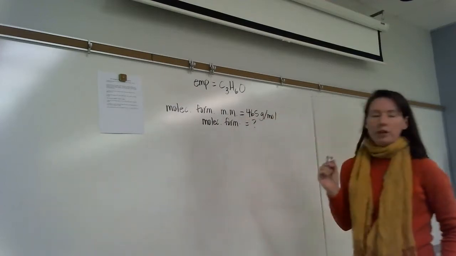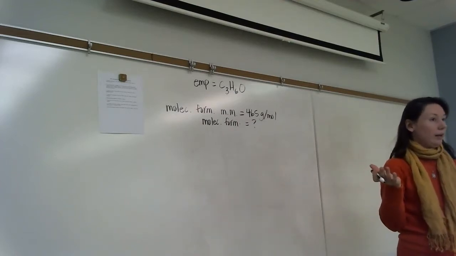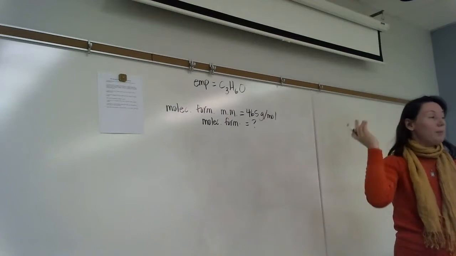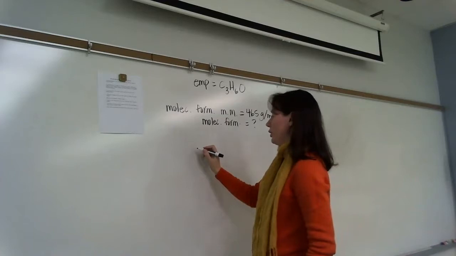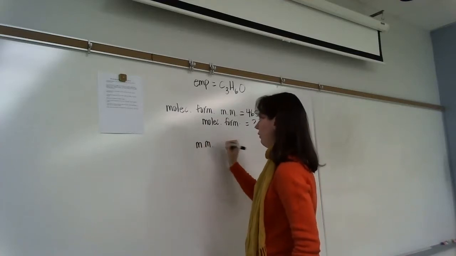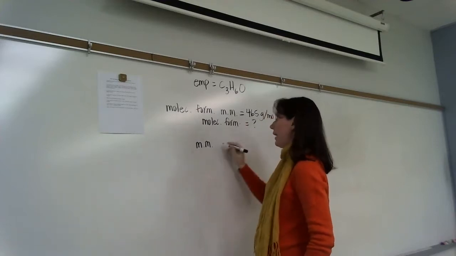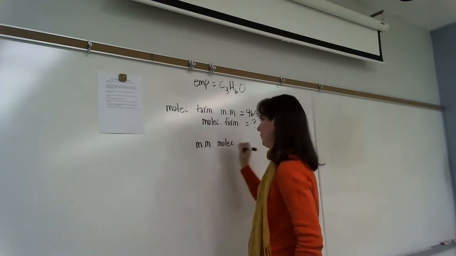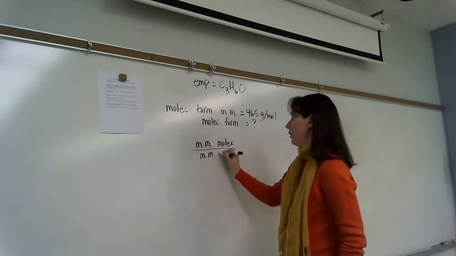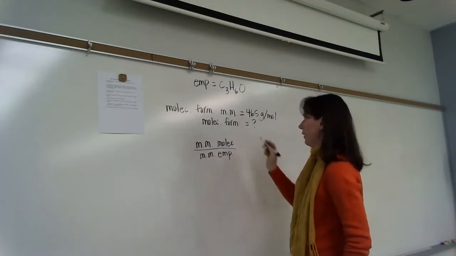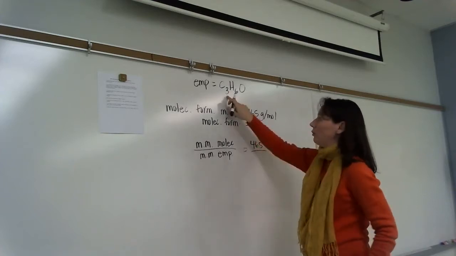To convert an empirical to a molecular formula, I just multiply everybody by a number, right? I don't just make up a number, so how do I get it? The number we multiply by is the molar mass of the molecular formula, which is given, over the molar mass of the empirical, which you have to calculate. This is given, so that's 465. I've got to calculate the molar mass of the empirical.